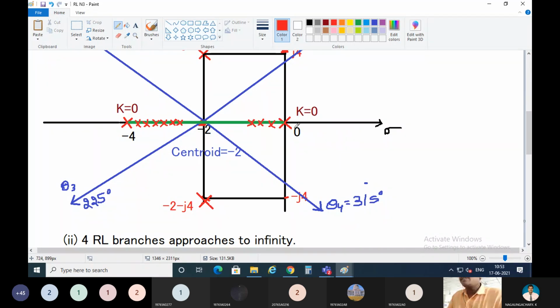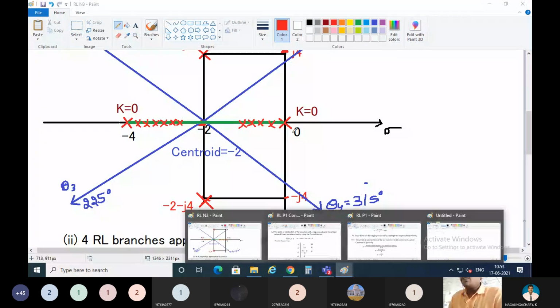At k equal to 0, it is unstable. Why? Because the pole is at the origin, so it is unstable. As k is increasing, both root locus branches are moving like this. But at what point are they going to meet? That is given by the breakaway point. Anyway, what I am trying to say is that between 0 and -4, the root locus exists.